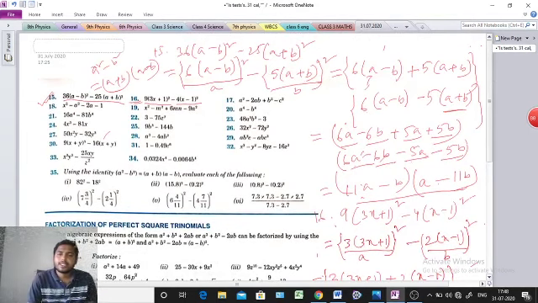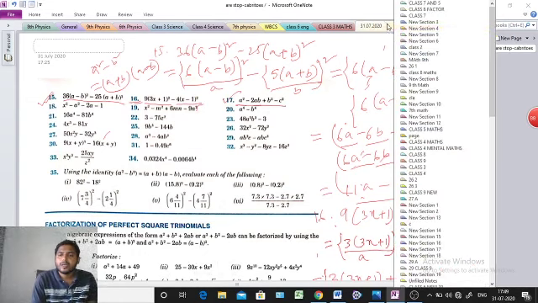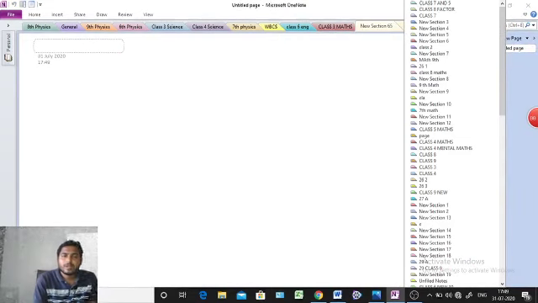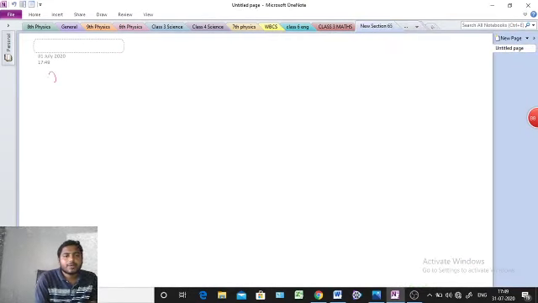Okay, next, 17. Question number 17 is a square minus 2ab plus b square minus c square. This is the question. So how to do this one? Just see. I'm writing the question 17 here. A square minus, just a minute.